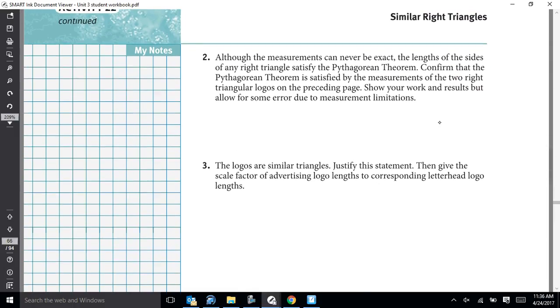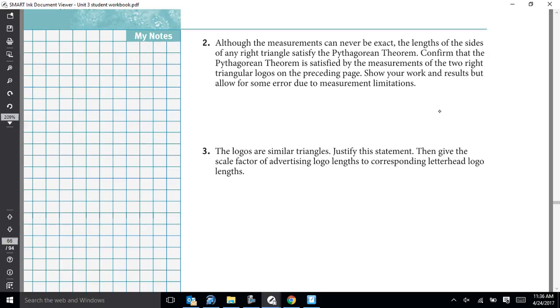Although the measurements can never be exact, the lengths of the sides of any right triangle satisfy the Pythagorean theorem. Confirm that the Pythagorean theorem is satisfied by the measurements of the two right triangle logos. So we showed our work. Yeah, so 2.3 equals 2.3. And the other one worked out nicer, the numbers anyway.